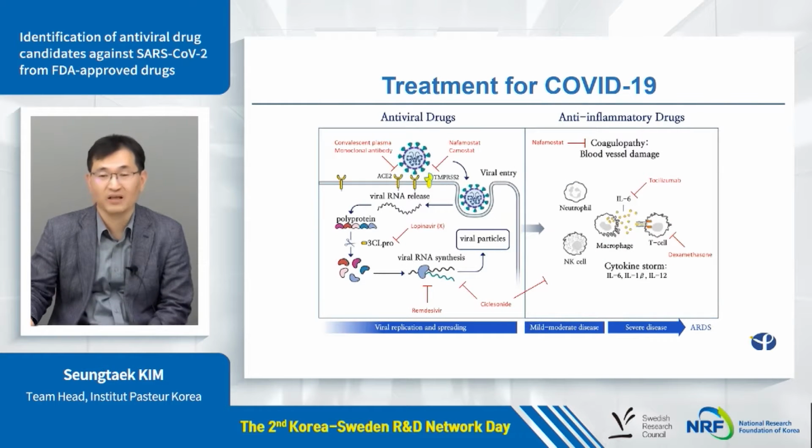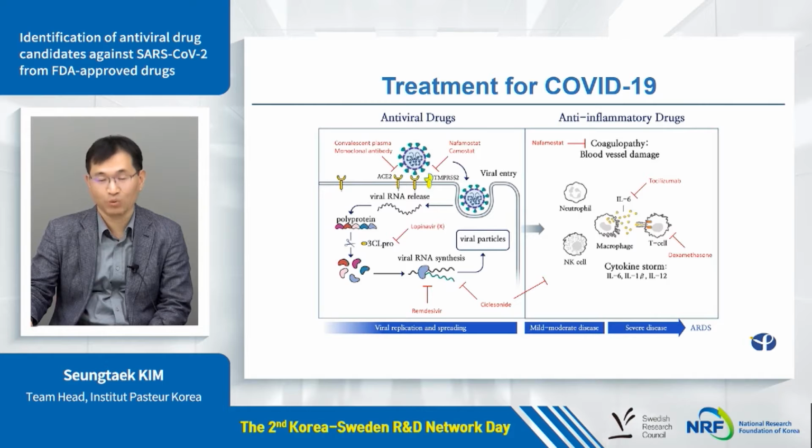In the viral phase, antiviral drugs should be effective. They play diverse roles in different steps of the virus life cycle. For example, convalescent plasma and monoclonal antibodies would work by inhibiting the interaction between the viral spike protein and the host receptor protein ACE2. So these drugs act by inhibiting viral entry.